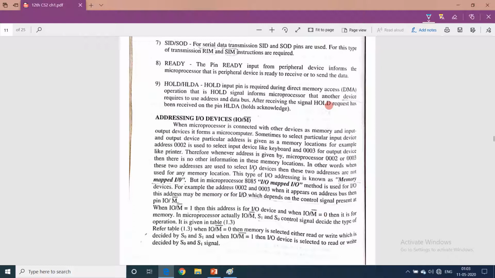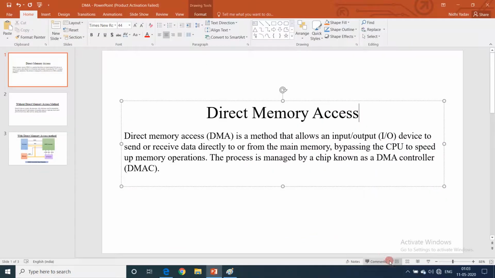Among those pins, some of the pins are a little tricky to understand, so I will explain those selected pins. One of the pins is hold acknowledge. In this topic we came across the term direct memory access. So let's see what direct memory access is.